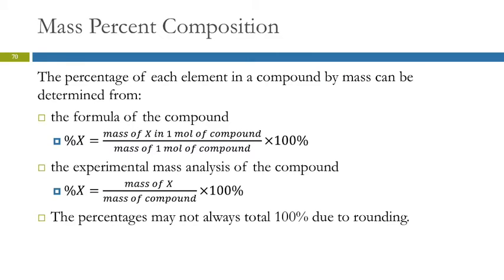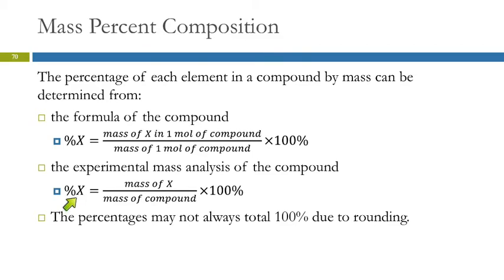So we can determine the mass percent of each element in a compound in two ways. We can use the formula of the compound. So that's one way to do it. Percent of X, X just standing in for whatever we're interested in, would be the mass of X in 1 mole of that compound divided by the mass of 1 mole of that compound. The mass of 1 mole of the compound is the molar mass, right? So that's not too hard to calculate.